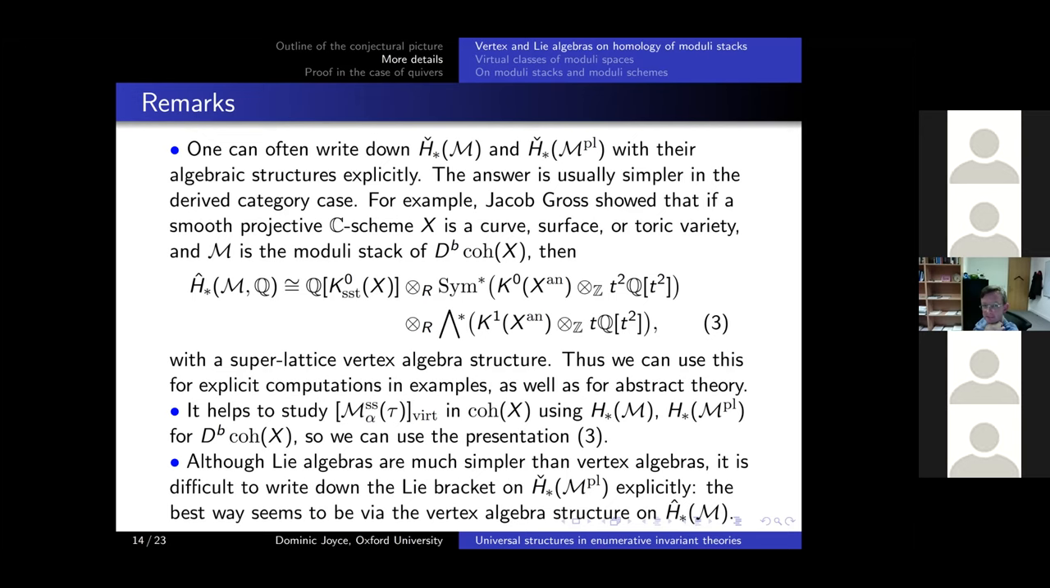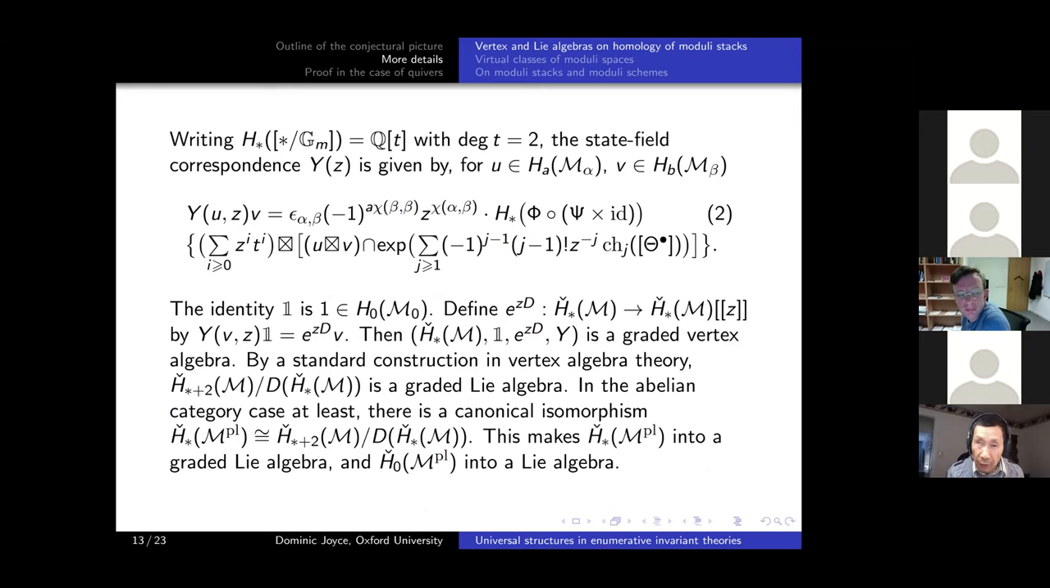Yes, I have two questions. One of them is, in your definition of the vertex operator Y(z), in the following line, you have the action on the vacuum element, the identity. That's the exponential e to the zD. So roughly, what is the D? I'm trying to get a feeling for what the D is here in your setting.